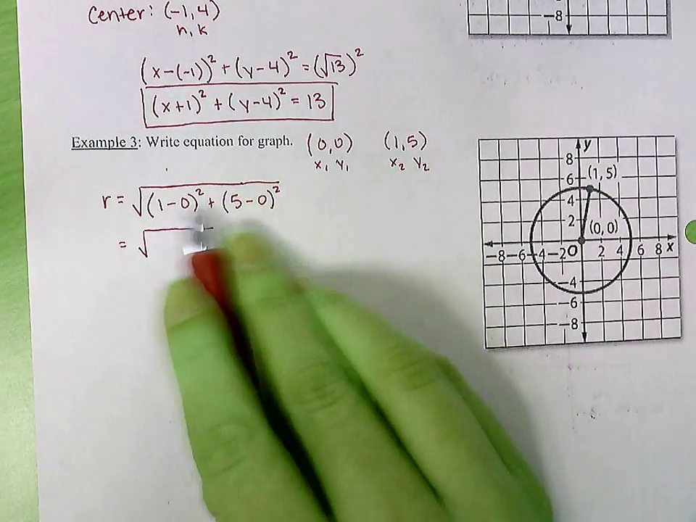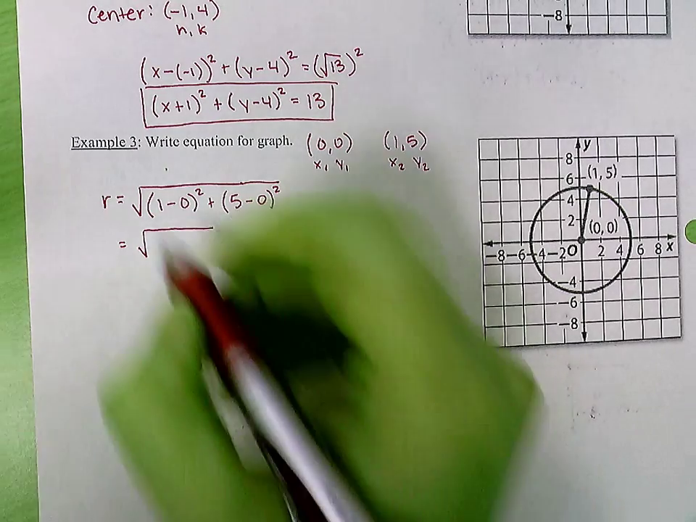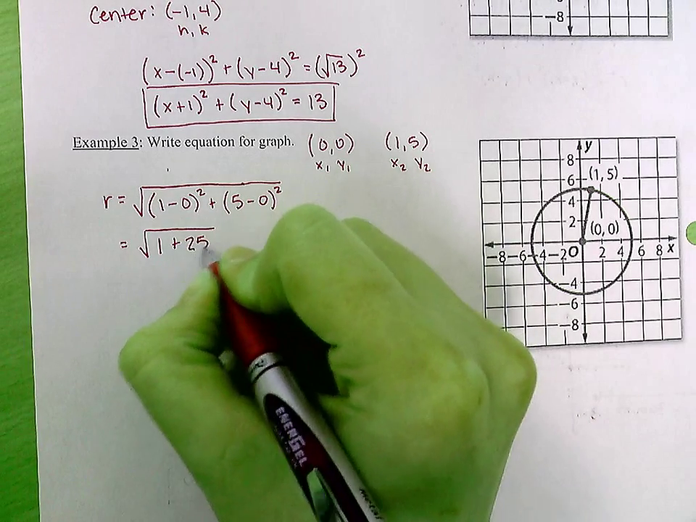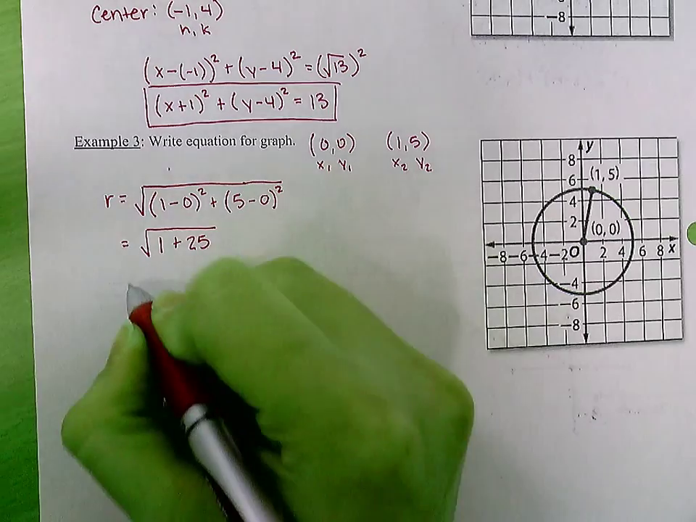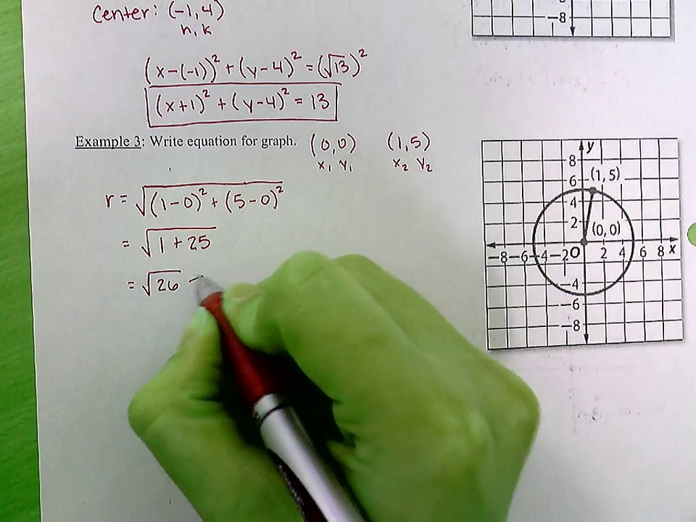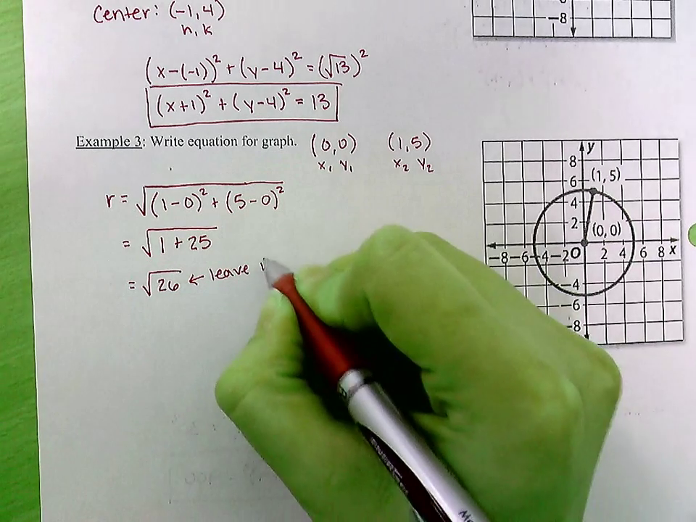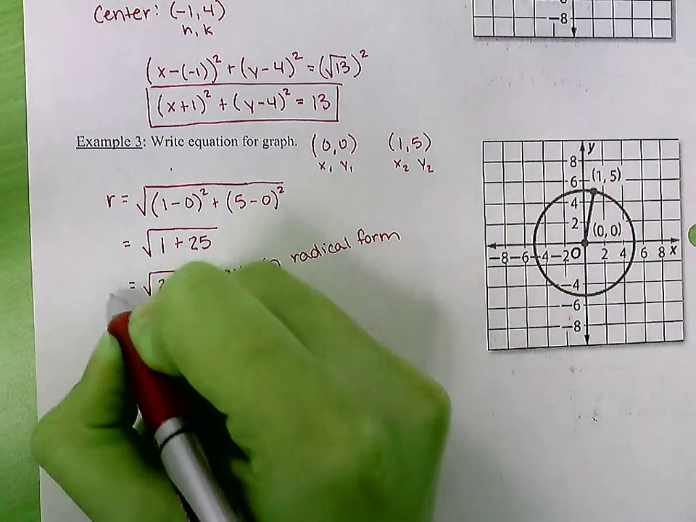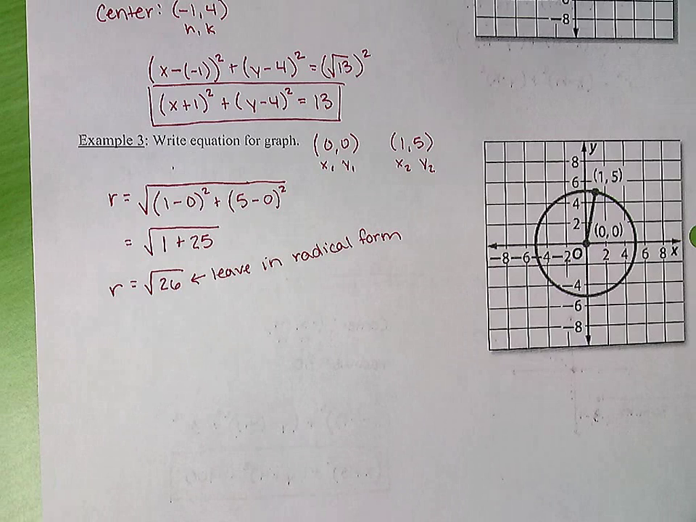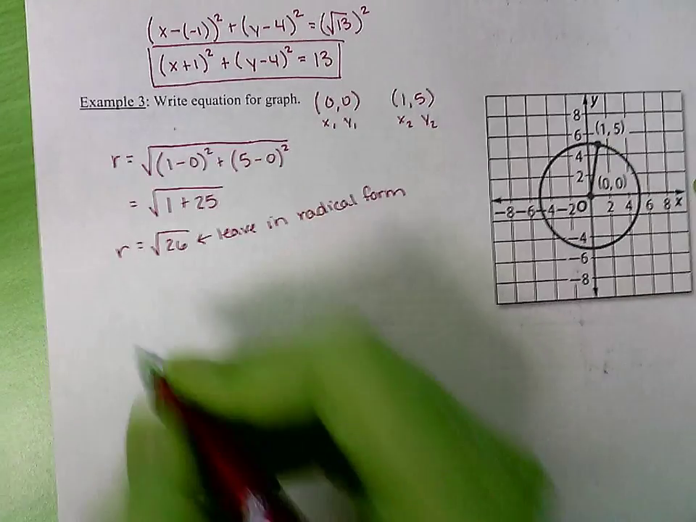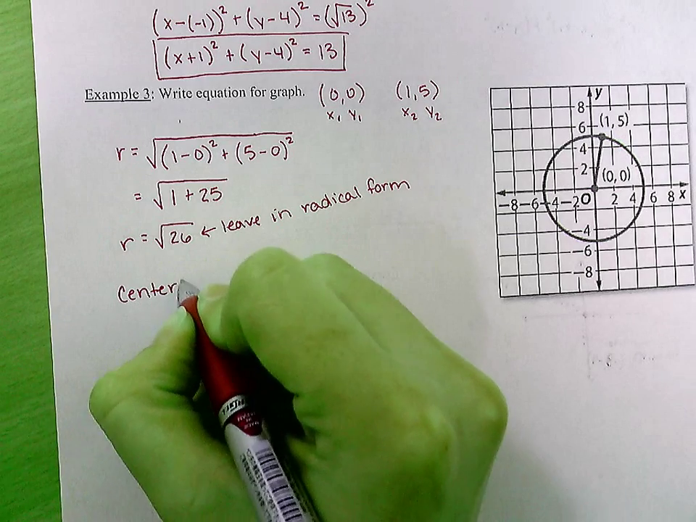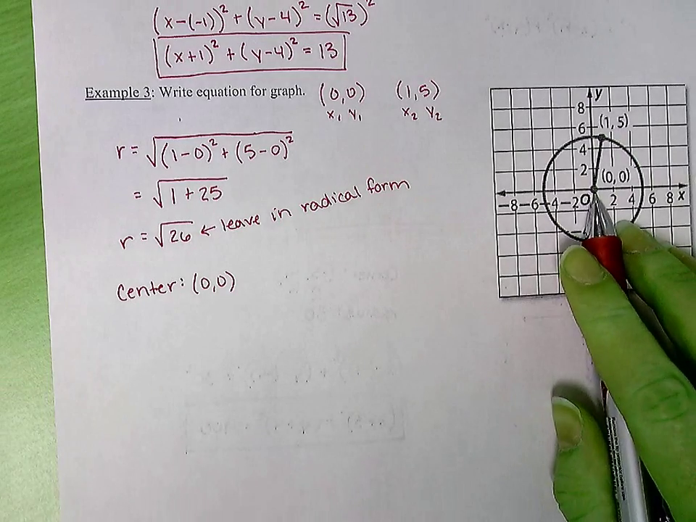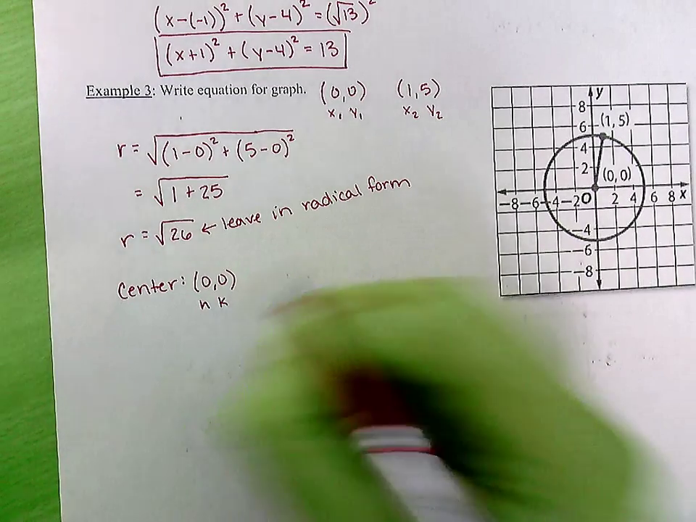So we have the square root of 1 squared. 1 squared is just 1, plus 5 squared is 25. So I have the square root of 26. Again, leave this in radical form. Our radius is equal to the square root of 26. Our center point is at 0, 0 this time. That's where our center is. Again, that's your h and k value.